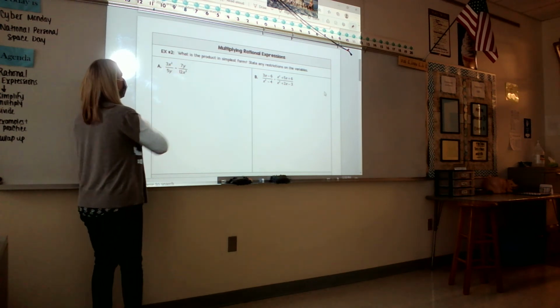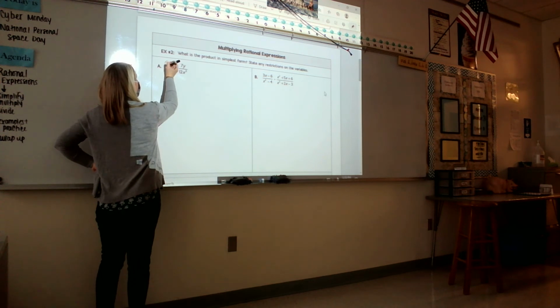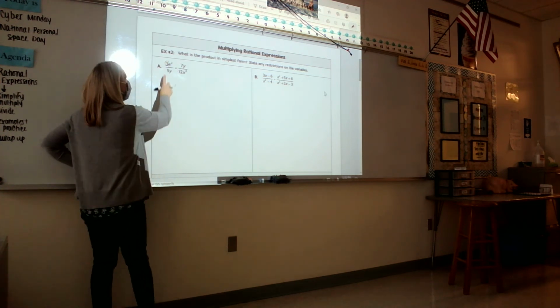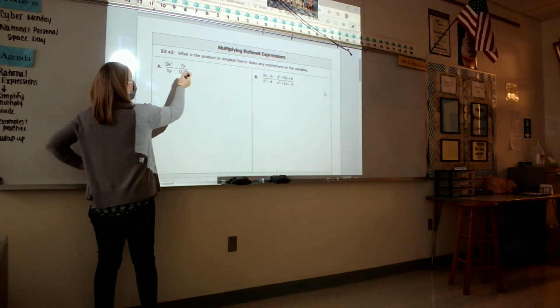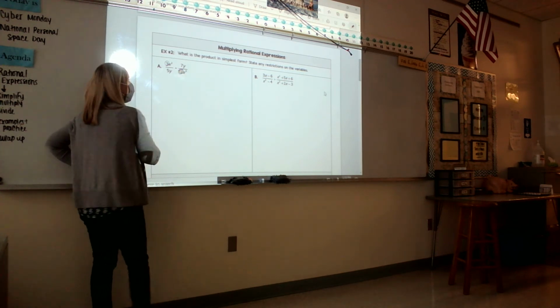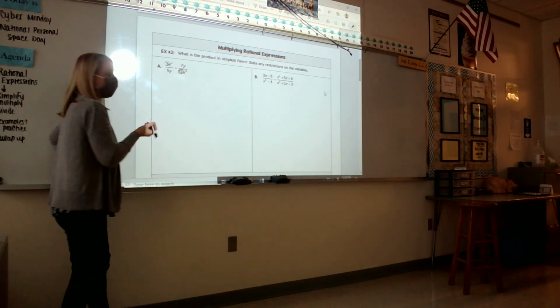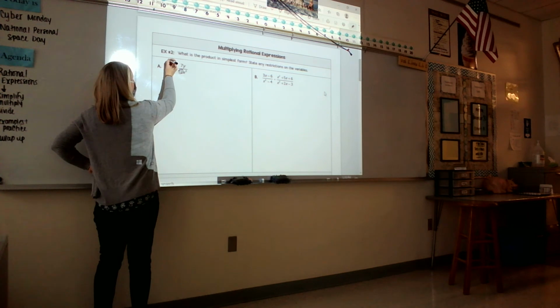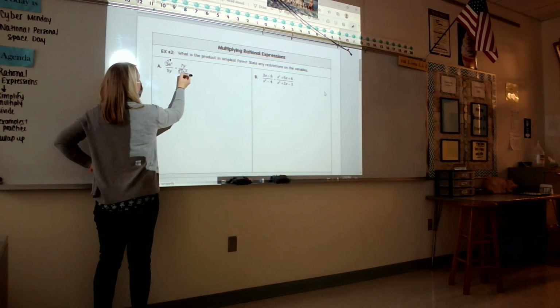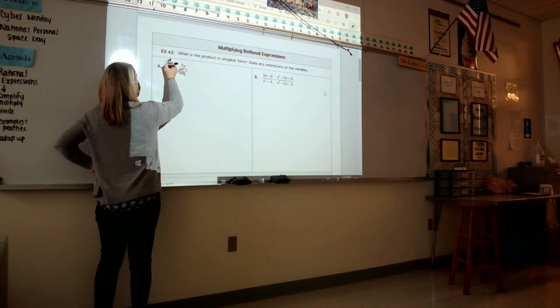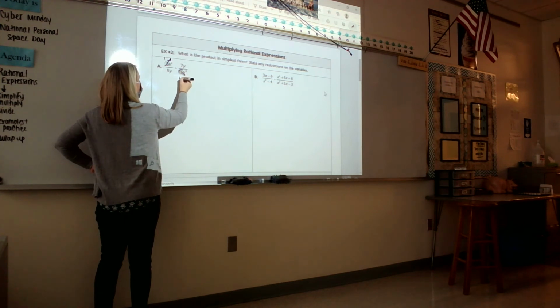So I just start here, and I ask, is there any common factor anywhere in the denominator? Ooh, 3 and 12 are both divisible by 3, right? So I'm just going to start reducing where I can. If I divide that by 3 and divide that by 3, this ends up being 1, and this ends up being 4.